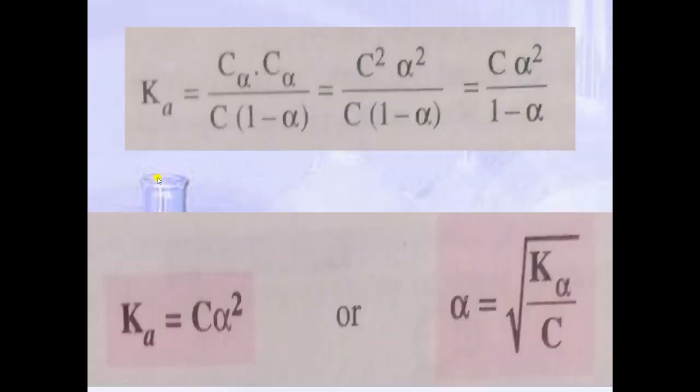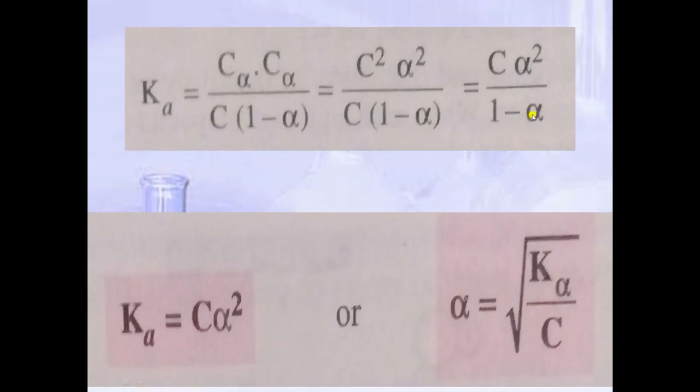So here we will put values and it will become Ka is equal to C alpha into C alpha divided by C into 1 minus alpha, which is equal to C square alpha square divided by C into 1 minus alpha. One C is cancelled out by one C in the numerator, and it will become C alpha square divided by 1 minus alpha. Here alpha is present in the denominator and we are subtracting it from 1, and its value is very less than 1.